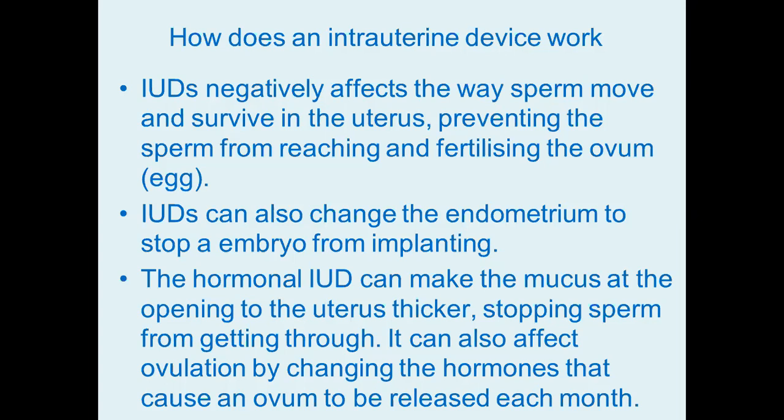And then especially the hormonal IUD can make the mucus at the opening to the uterus, which you know is called the cervix, preventing sperm from passing through. It can also affect ovulation by changing the hormones that cause an ovum to be released every month.